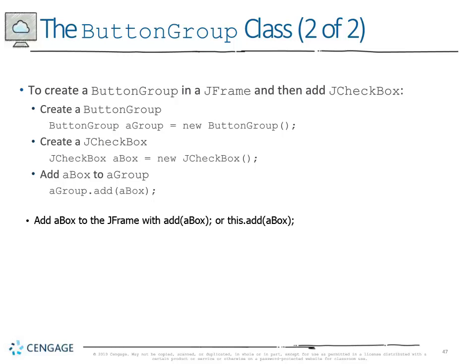First, you create a button group, such as ButtonGroup aGroup = new ButtonGroup. Then you create a JCheckBox, such as JCheckBox aBox = new JCheckBox. Then you add aBox to aGroup with aGroup.add(aBox). Then you add aBox to the JFrame with add(aBox). Or you can use this reference: this.add(aBox).